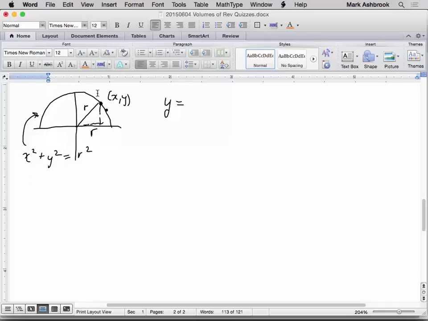Therefore, y as a function of x would be, for the top half of the circle, the square root of r squared minus x squared. If someone said that before, good. When we take the square root of both sides, we're going to get a plus or minus. The plus is the top half of the circle, all the positive values of y. The minus would be the bottom half.